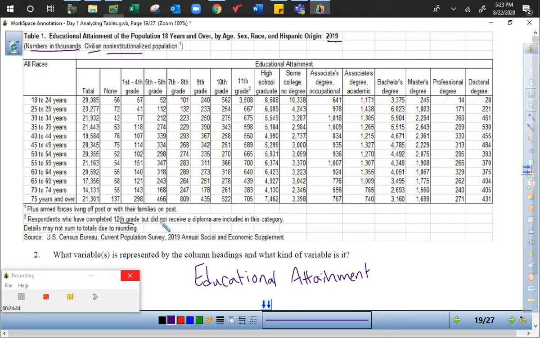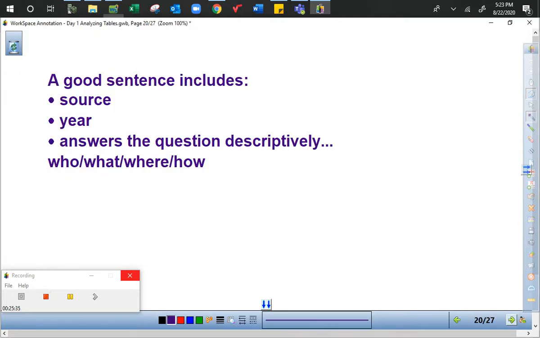Remember what we talked about. If this number is in thousands, that says 66,000. That could have been 66,025, but they rounded it to the nearest thousand to represent it in this table to make it more easily read. Now down here it says the source is the U.S. Census Bureau. It came from a current population survey, and it's the 2019 Annual Social and Economic Supplement where it's reported. Now that we know all of that, let's go ahead and do some questions about it.